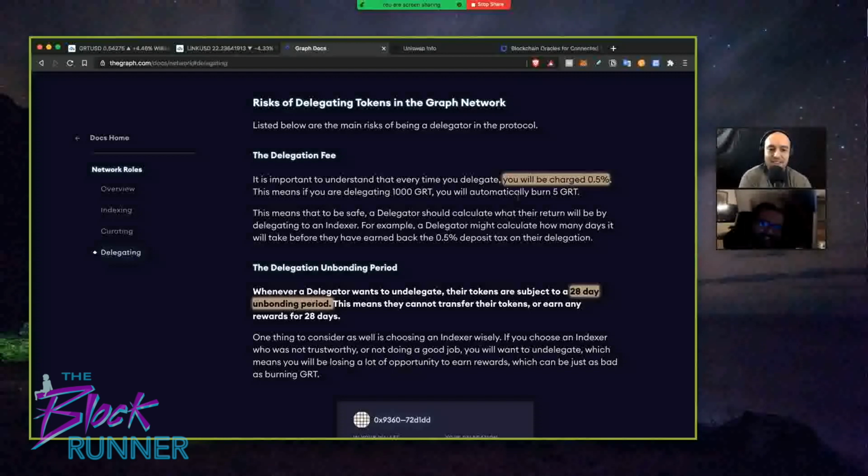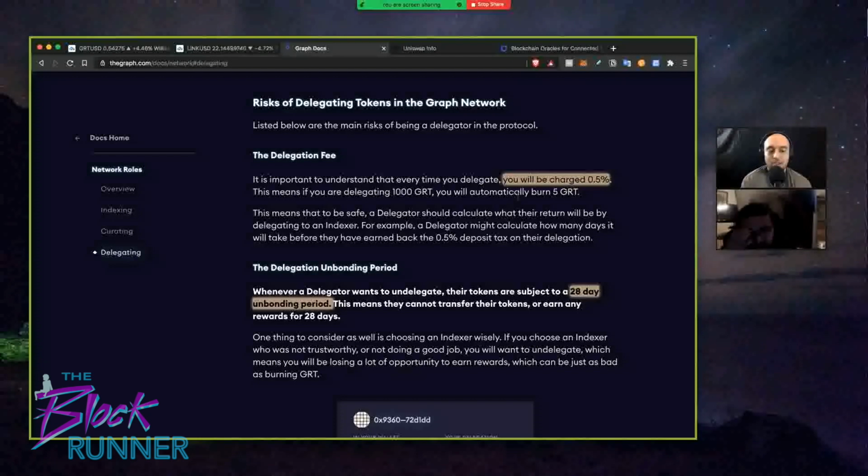Right, for sure. And another thing to keep in mind is there's a delegation fee of 0.5%. The example they give here is 1,000 GRT. If you stake 1,000 GRT to an indexer, it costs you 5 GRT to actually stake it.